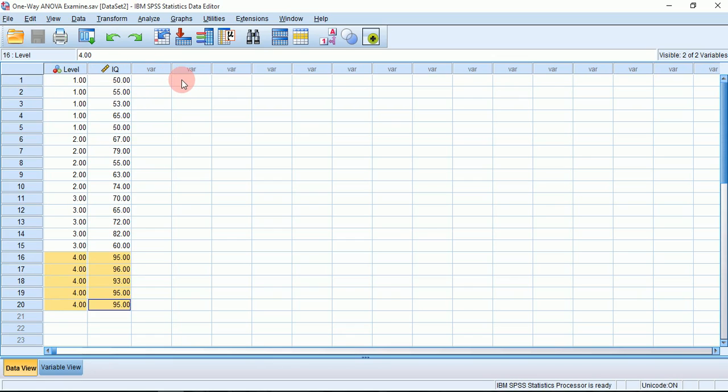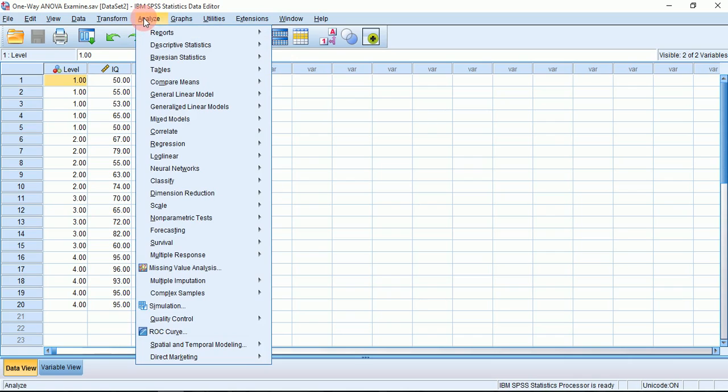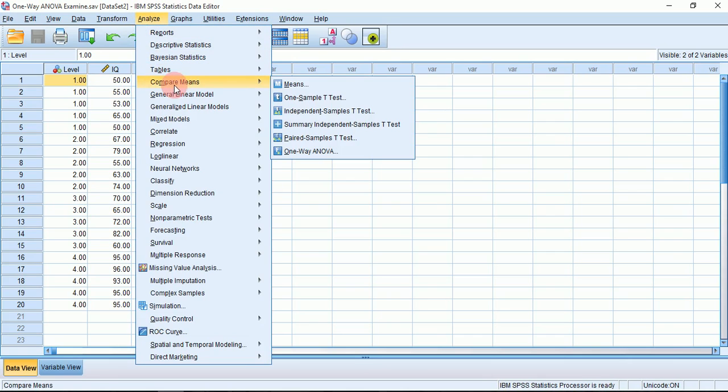To do that, I can compare the means of the 4 groups, the mean IQ score of the 4 groups. And to compare the means of these 4 groups, we can conduct a one-way ANOVA test. So let's see how we can conduct the one-way ANOVA test in SPSS. At first we will go to Analyze, then from Compare Means we will click on One-Way ANOVA.